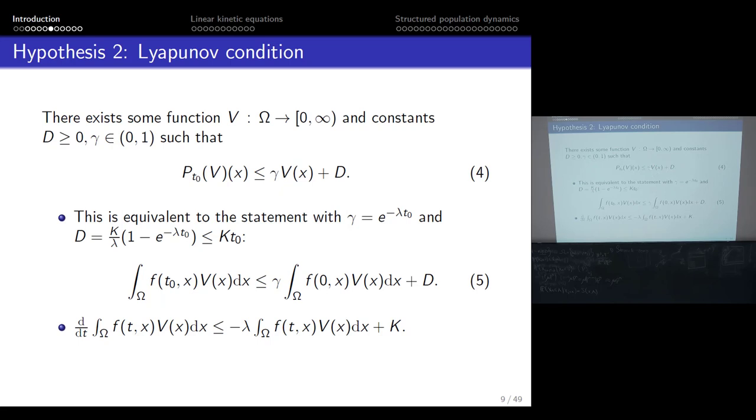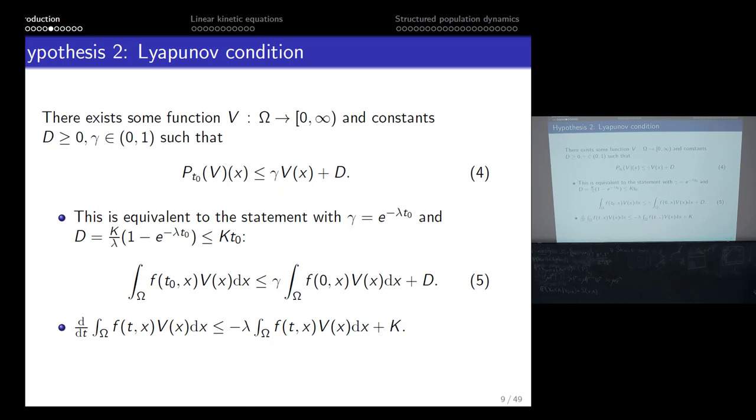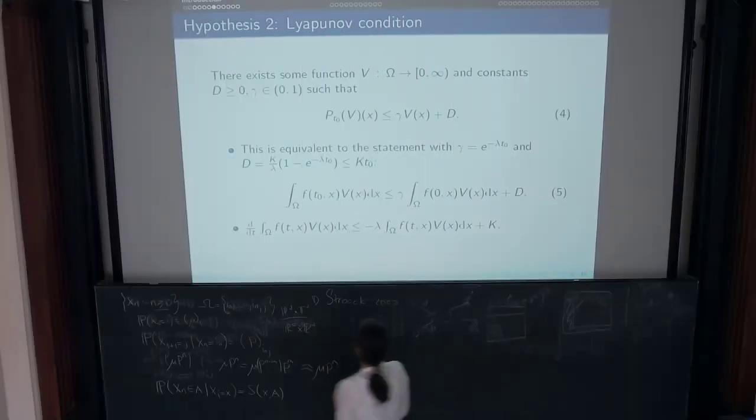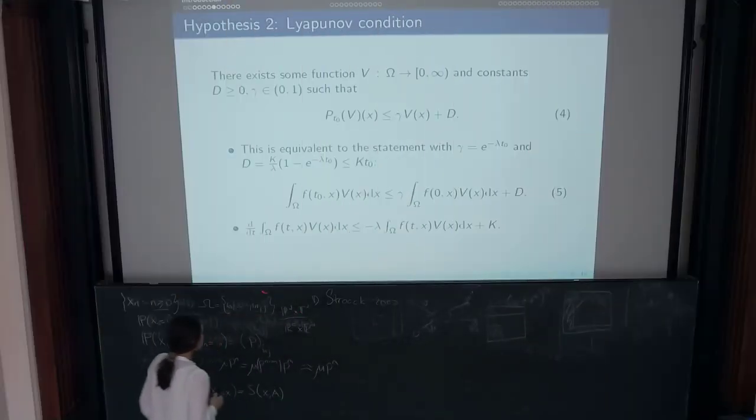some constant times the function plus a constant. So in our continuous time setting, this will be equal to showing this kind of inequality, when f is the solution to the PDE or kinetic equation we are going to consider later. And how do we do this? We try to show something like this in the last line.